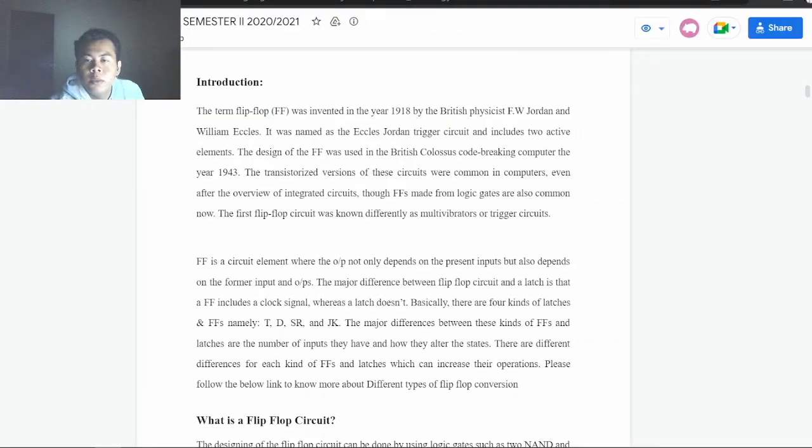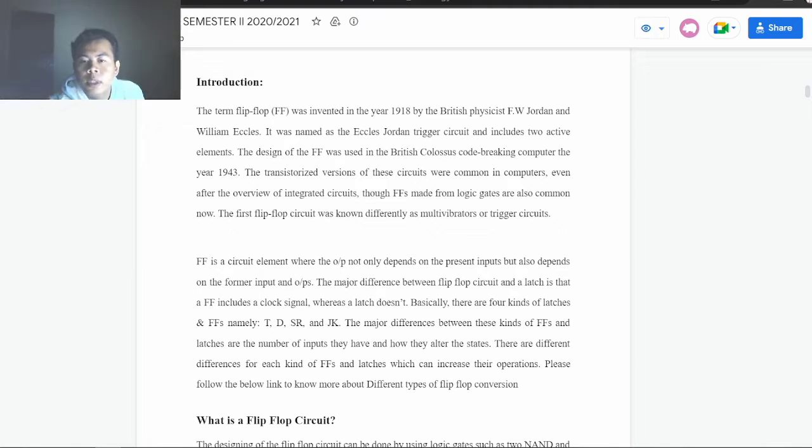We start our presentation with the introduction. The term flip-flop was invented in the year 1918 by the British physicists F. W. Jordan and William Eccles, and this was named the Eccles-Jordan trigger circuit, which included active elements. The design of the flip-flop was used in the British Colossus code-breaking computer in the year 1940. The transistor version of this circuit was common in computers even after the advent of the integrated circuit. So flip-flops made from logic gates are also common now.